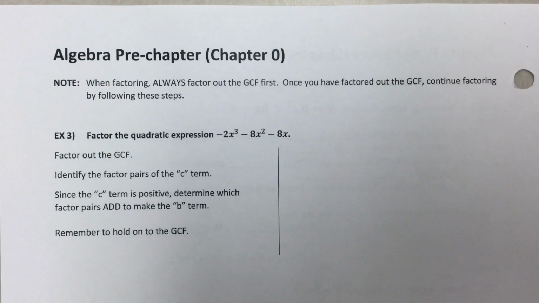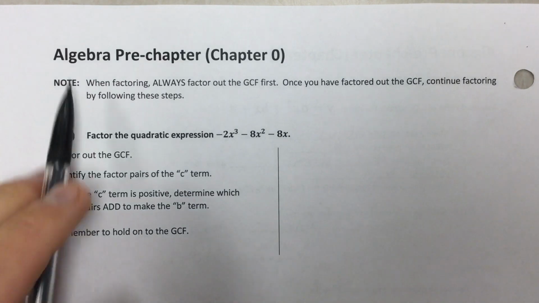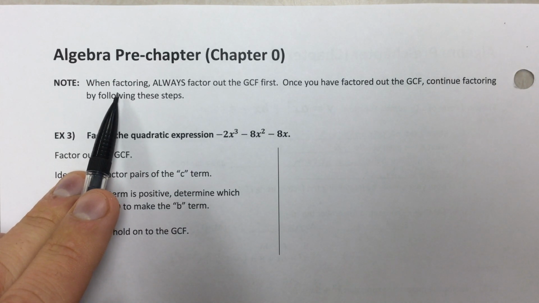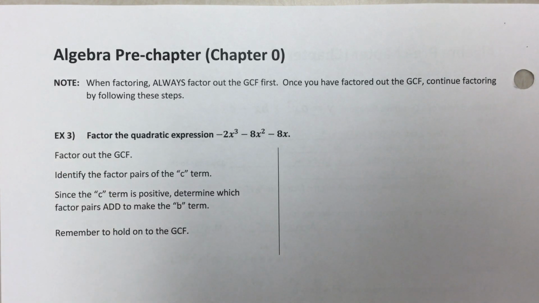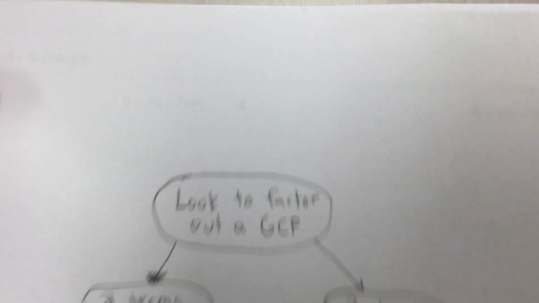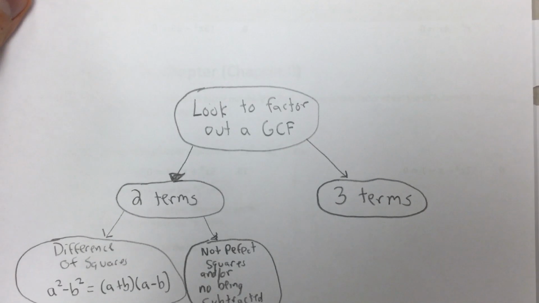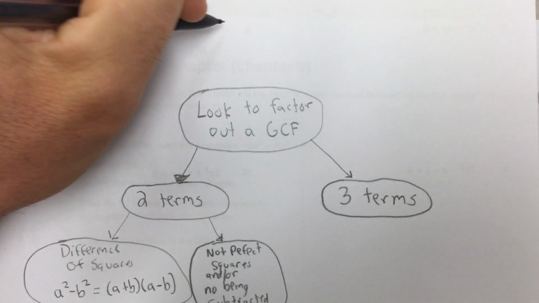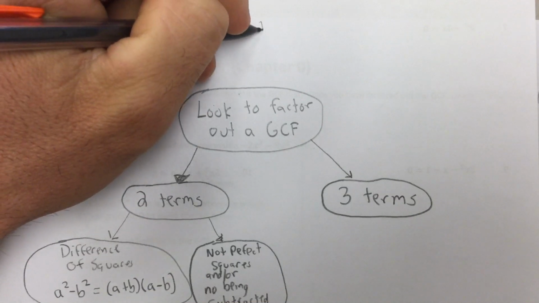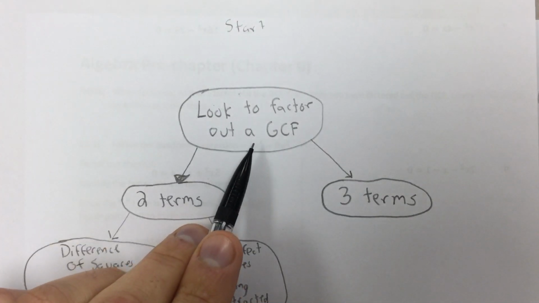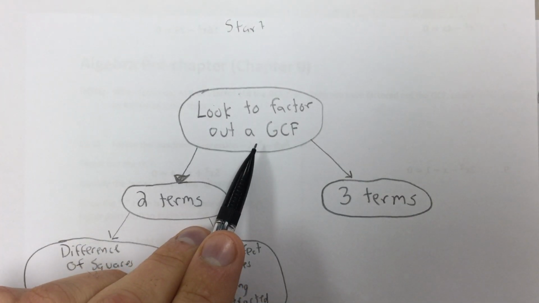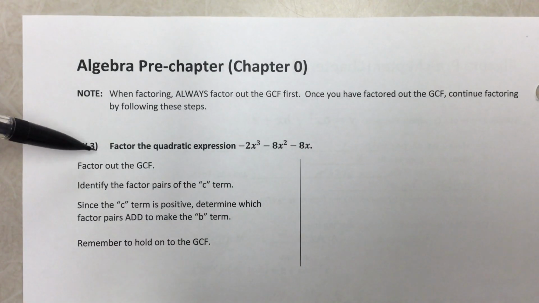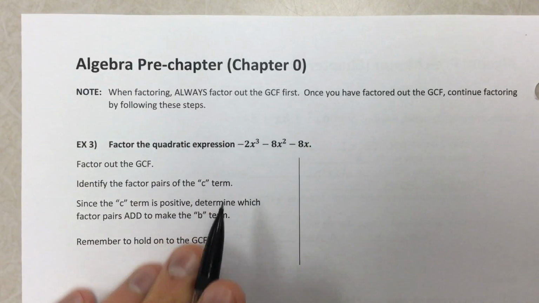Now, this is where it can get a little tricky. It says, note, when factoring, always factor out a GCF first. Once you have factored out the GCF, continue factoring by following those steps. So again, this is where that flow chart is going to come into play. Notice at the very top, you always start at the top here. If you want, you can write the word start up here. We're looking to factor out a GCF. Okay, always start there. So for this example here, we do have a GCF.